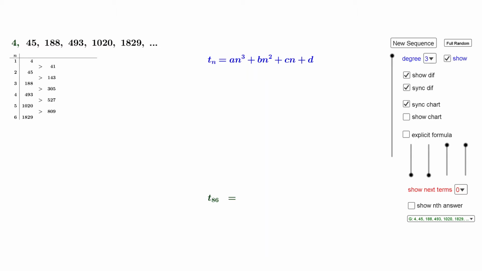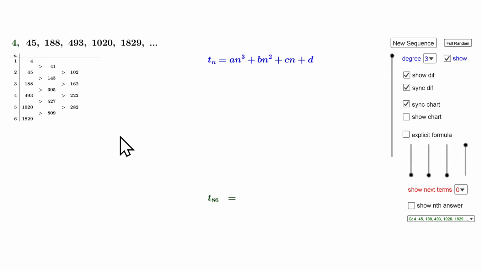None of them are consistent, therefore there is no finite difference, and I need to move on to a second level, or second degree. So what is the difference between 41 and 143? That's 102. What's the difference between 143 and 305? That's 162. And as you see, the next terms are then 222 and 282. All of these are different numbers. None of them are the same. I have yet to find my finite difference.